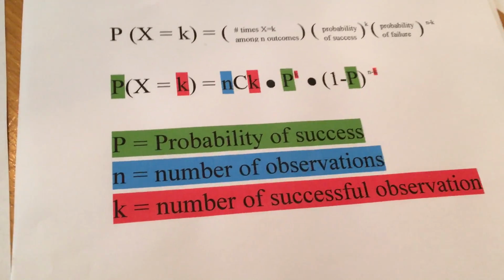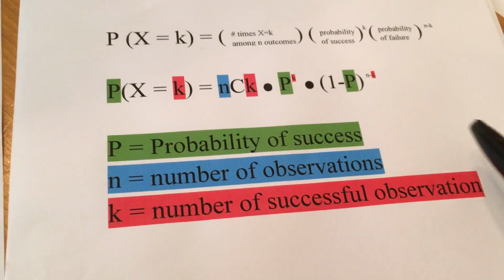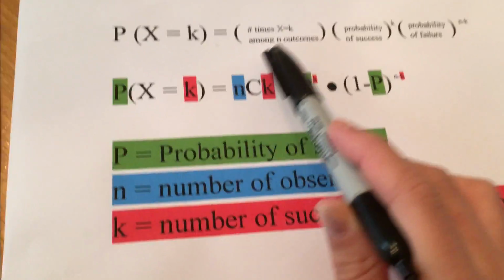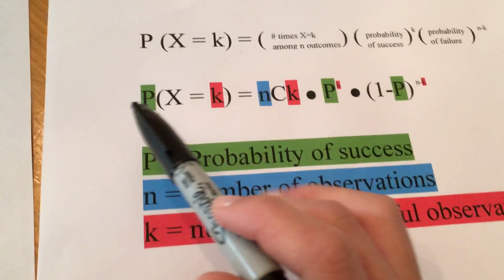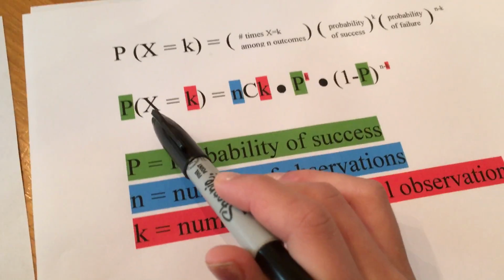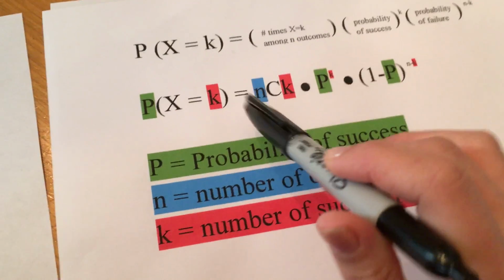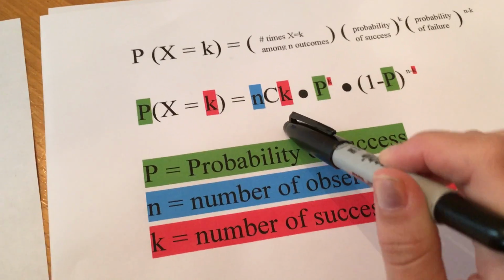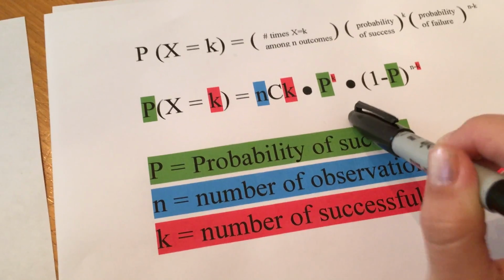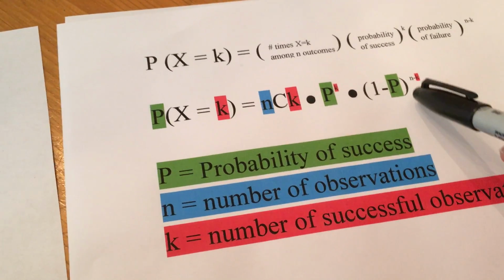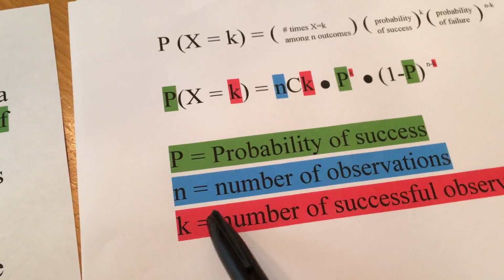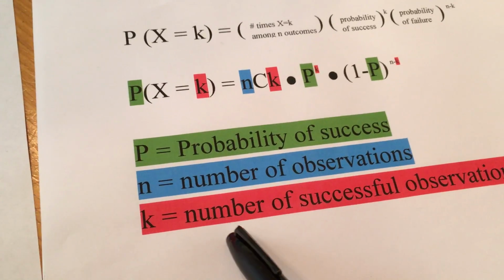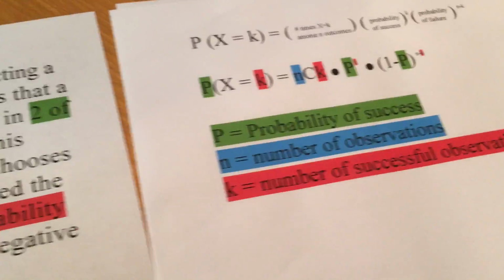The equation needed to solve this problem is listed here. The first equation just says what the bottom equation is doing. So the equation states P(X = k) = n choose k times p to the power of k times 1 minus p to the power of n minus k. P is the probability of success, n is the number of observations, and k is the number of successful observations.